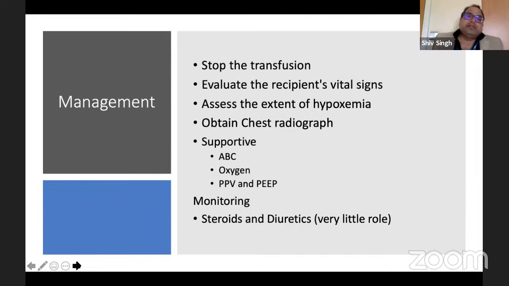What is the management of TRALI? Obviously, you would stop the transfusion of the blood products, but most of the time they have probably already gone in, so there's nothing much you can actually do.